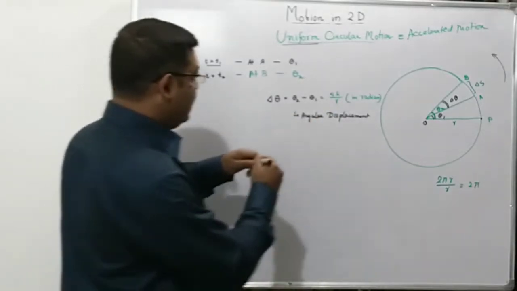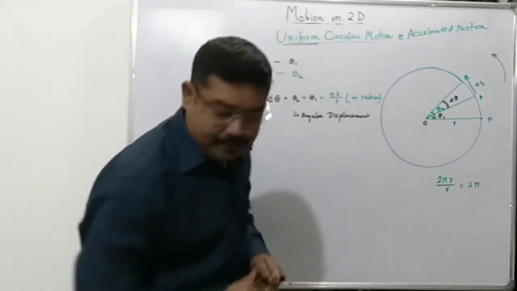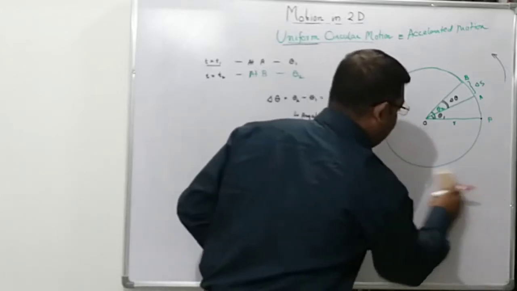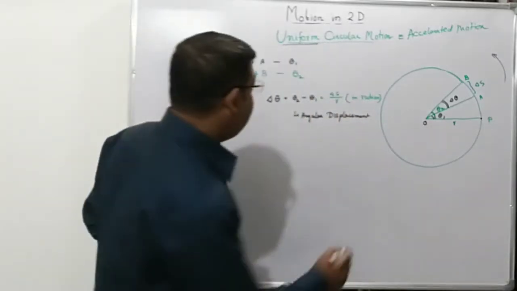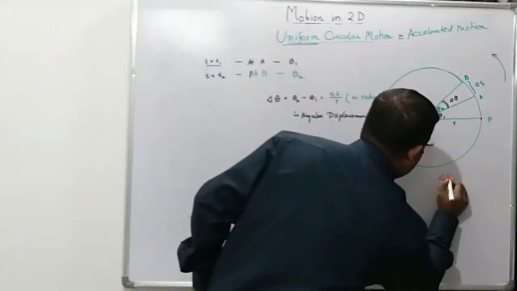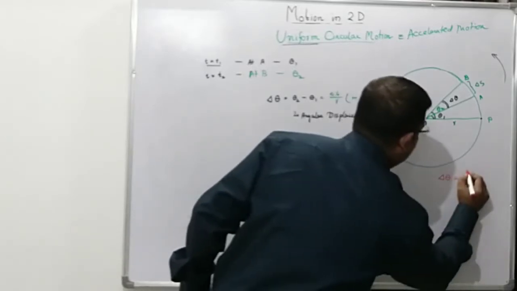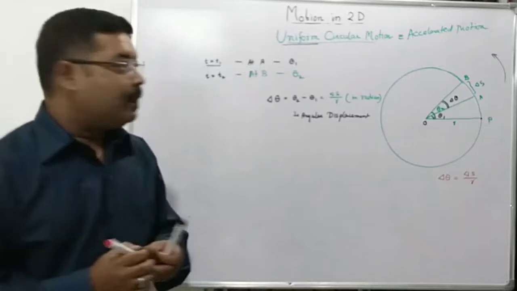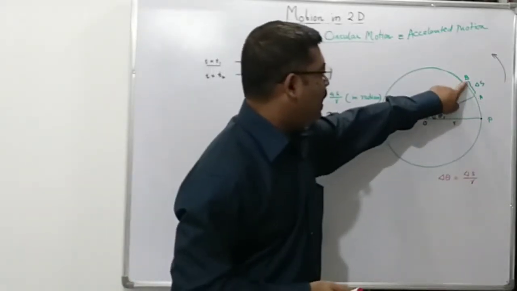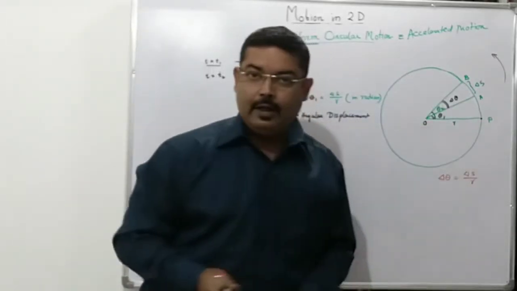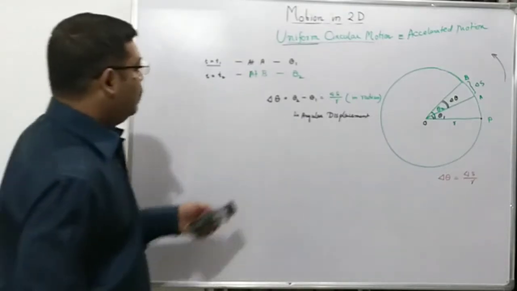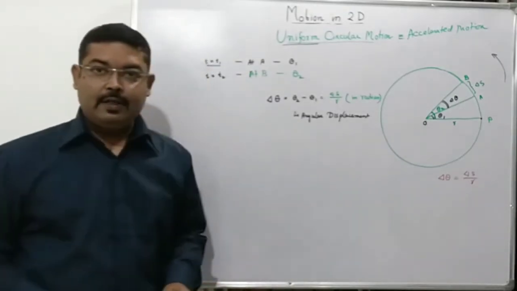Fine. This is our important equation. So we will note it down here. We will use it at a later point of time again. That delta theta is equal to delta S by R. The arc length or the path traversed divided by the radius. Okay. So angular displacement is always measured in radian.